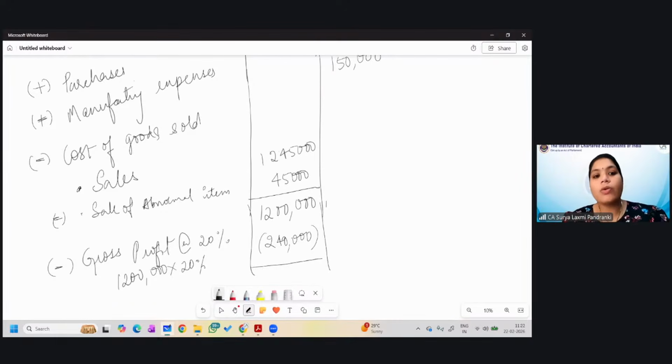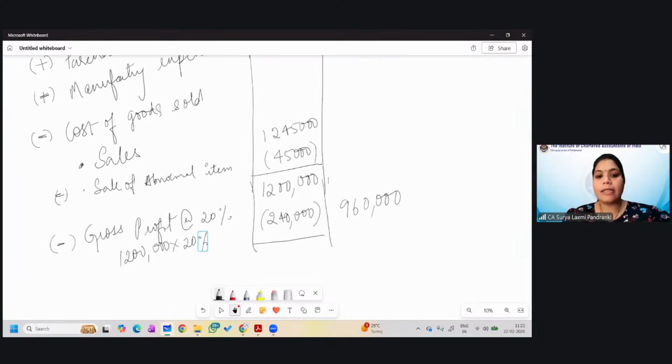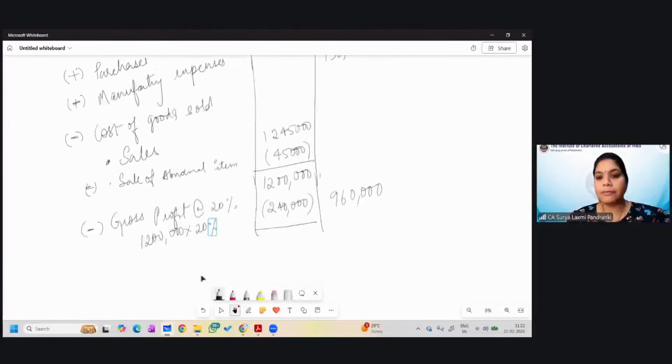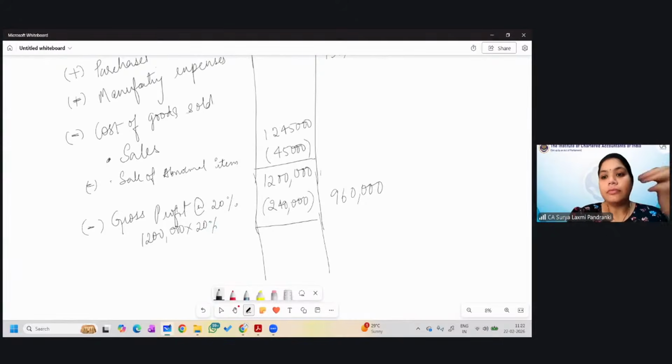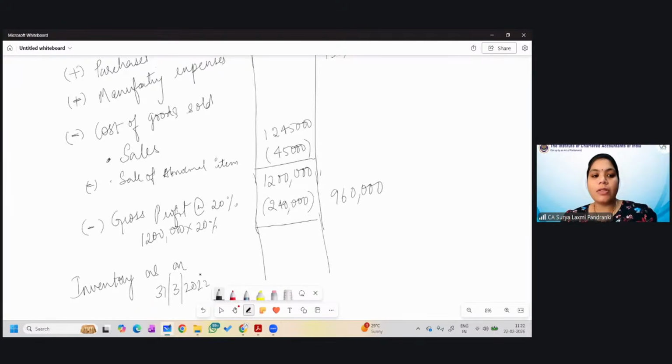Now, what is the total cost of goods sold? Final value 12 lakh minus 2,40,000, which is 9,60,000. Okay, 9,60,000 is the value. Did everyone get 9,60,000? Anyone got a different answer? Okay, done. So finally, what is the answer? What is the closing inventory as on 31st March 2022? 62,500.